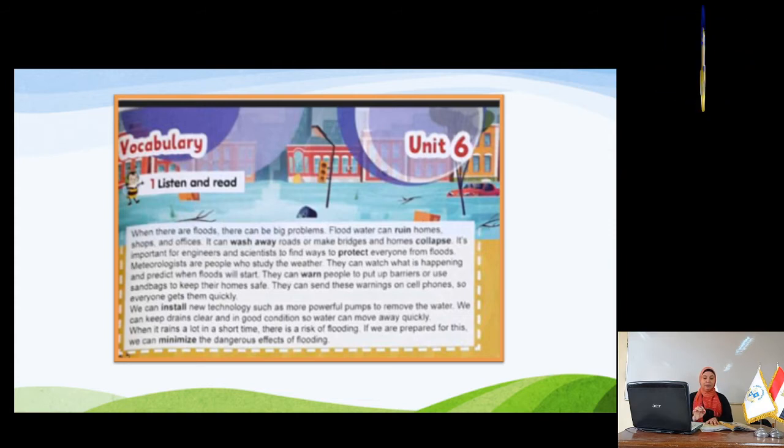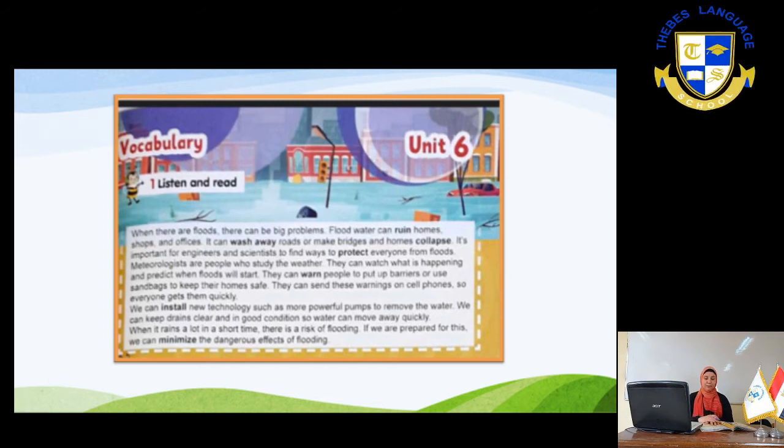It's important for engineers and scientists to find ways to protect everyone from floods.